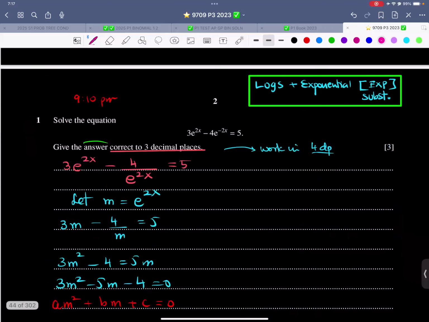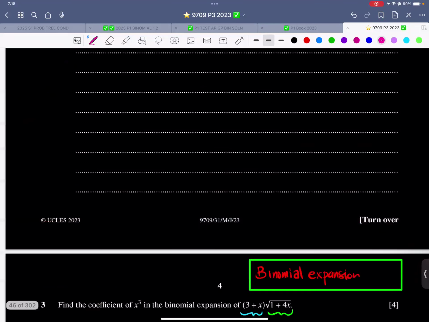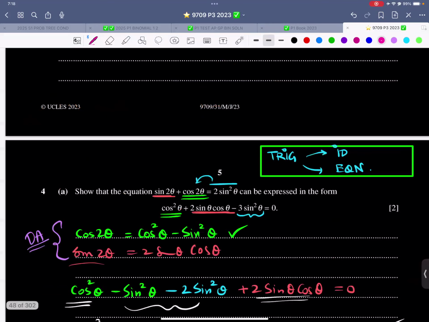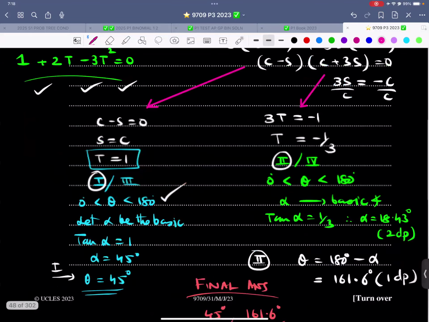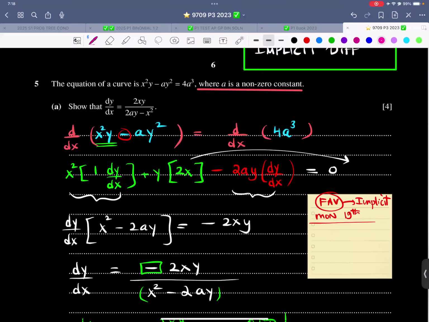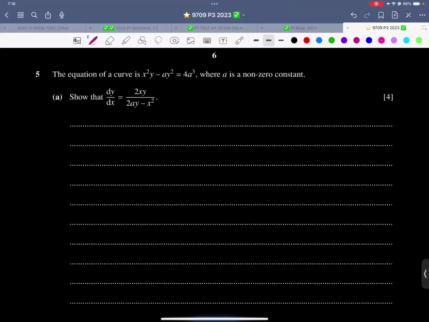Now let's look at this one, which is about trigonometry. No, trigonometry we have done a lot. Let's focus on this. So let's first look at the question. So we are focusing on question number 5.